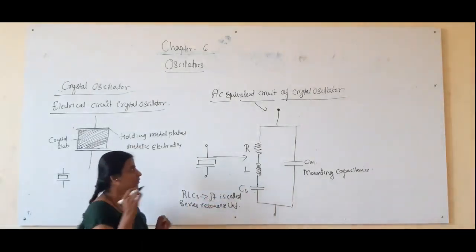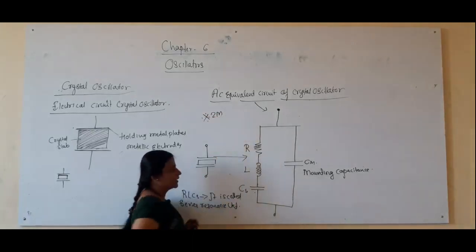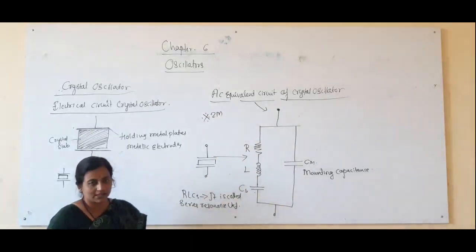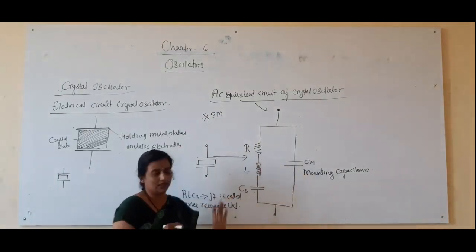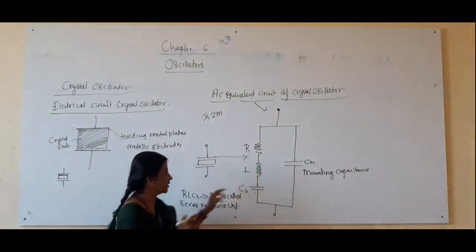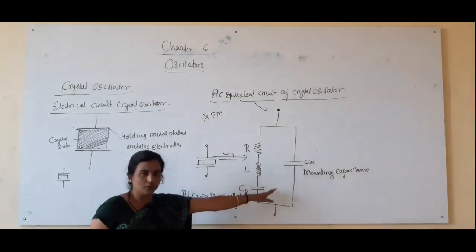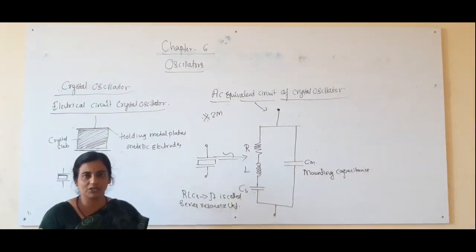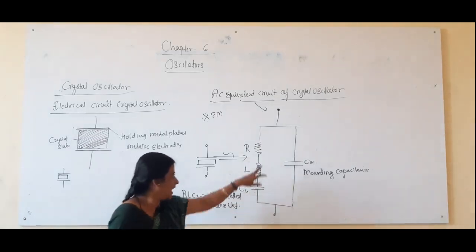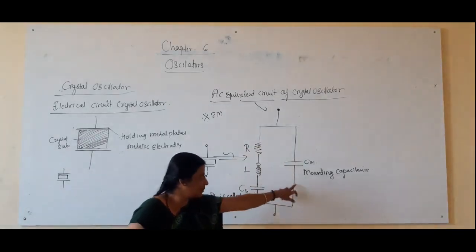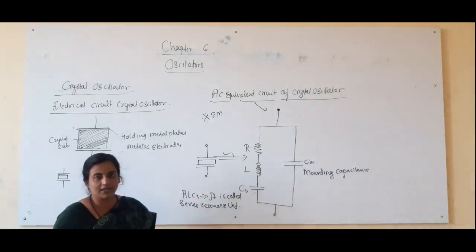If you get a two-marks question, draw the electrical equivalent circuit of a crystal oscillator, the crystal in an oscillator circuit, whose electrical equivalent circuit is this one. The equivalent circuit operates as a combination of an RLC resonance circuit, which is in parallel with the mounting capacitance.